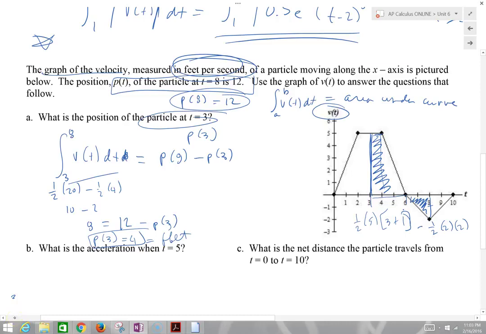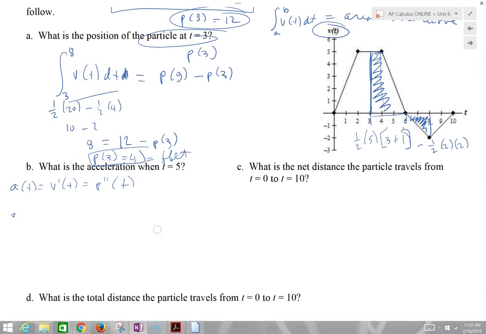The second part asks us for the acceleration. So recall that a of t is equal to v prime of t, which is equal to the position double prime of t. So if we want the acceleration at a certain point, such as a of 5, we're going to want to know the derivative of the velocity at 5, which is equal to the slope of v of t at t equals 5. Since we have the graph of v of t, we go up here and find the slope right here.